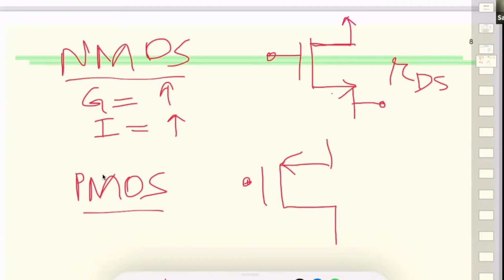Now for PMOS, it has the reverse operation. Okay, so here, if the gate is low, 0 volt, there's no current. Or we can say I equal to 0.